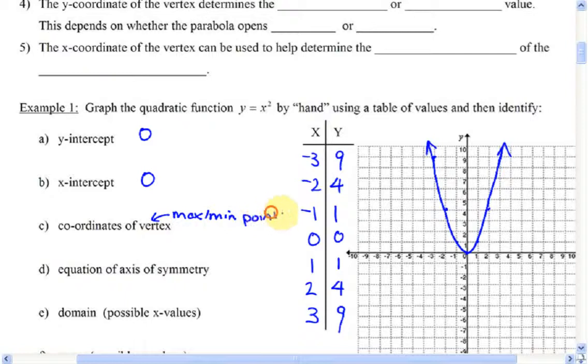Now, in this case, we don't have a max. So we're looking at the min. What is it? 0, 0. Good. Now, for the next one, D, I'm going to ask you, what's the equation of the axis of symmetry?